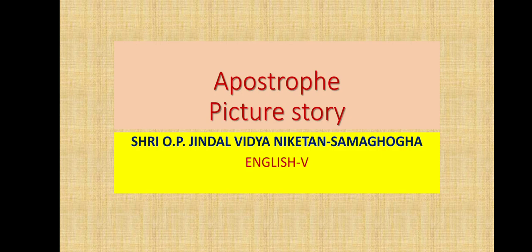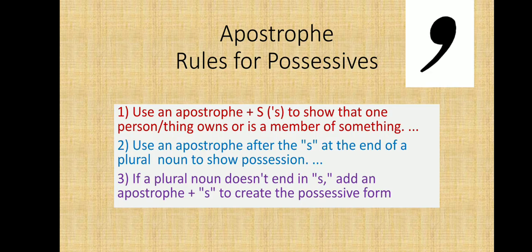This is the last session of lesson number 2, where we are going to discuss our topic: apostrophe and picture story. Apostrophe actually comes in punctuation. Okay, so let's get started. As you can see on this slide, on the right side, there is a sign. So what is that? That is an apostrophe. So what are the rules for possessives?